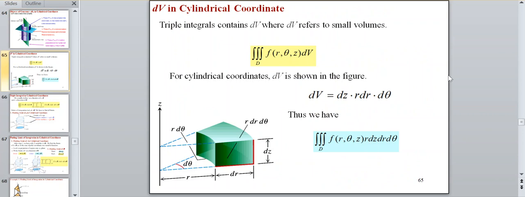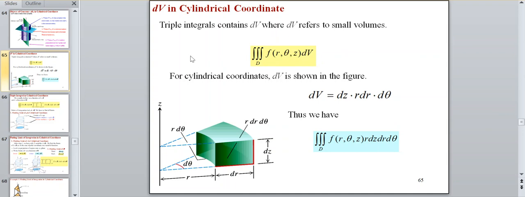Okay, here we want to calculate the triple integral in cylindrical coordinate system. What does it mean? Look at here. Previously we have a triple integral like f of x, y, z on region D dV, right? We know that dV in Cartesian coordinate system is dx dy dz, the product of these three elements.